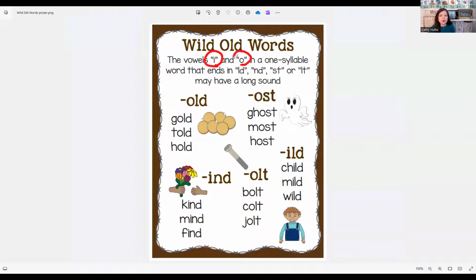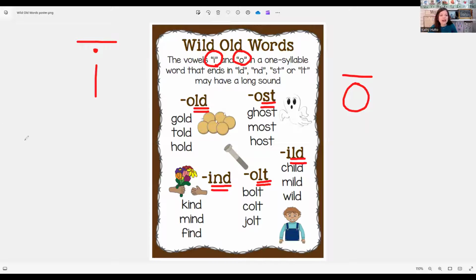Sometimes words with O and I that are one syllable words have their long sound. The I says I and the O says O. If the I is followed by ND or LD, then the I says I. If the O is followed by LD, ST, or LT, then the O says O.